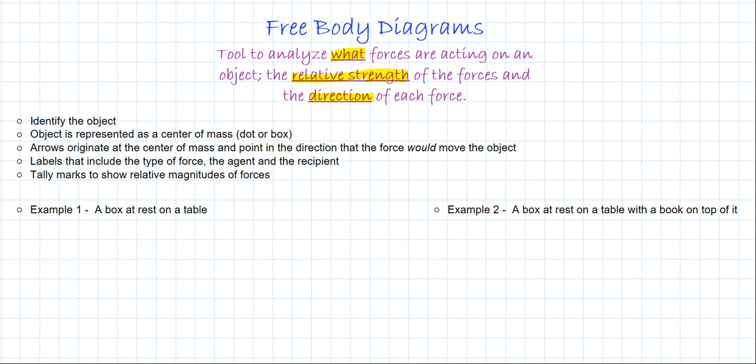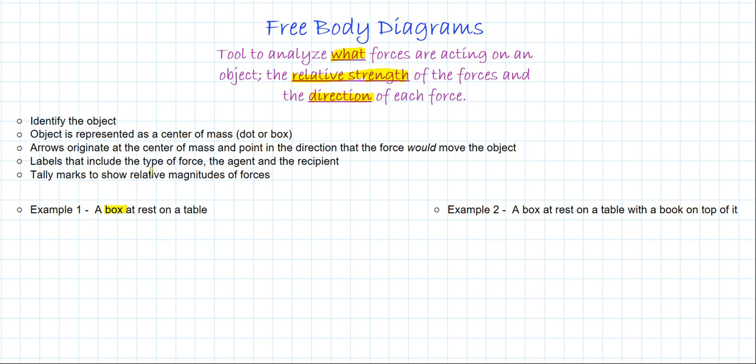So in order to go through the steps of how to draw the free body diagram, I'm going to do this very simple example, and then we'll do a couple more just to solidify the process. Okay, the first thing is we have here in example 1 a box at rest on a table. The first thing we need to do is identify the object. We have two options here: a box and a table. I'm going to focus on the box. That's going to be my main goal.